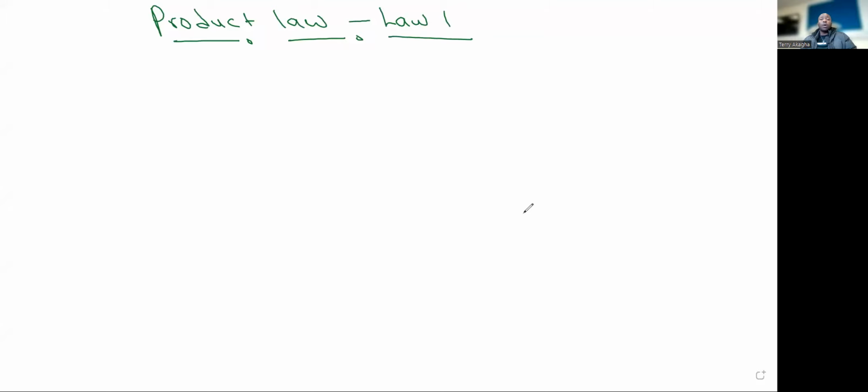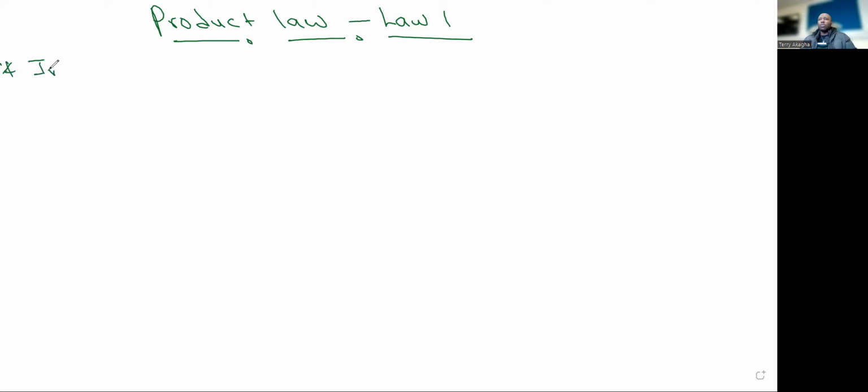So in the product law, what it basically means is that when you multiply two logarithm values, okay, it's equal to the sum of the individual logarithms, okay? So I'm going to write it down because I know some of us do take notes.